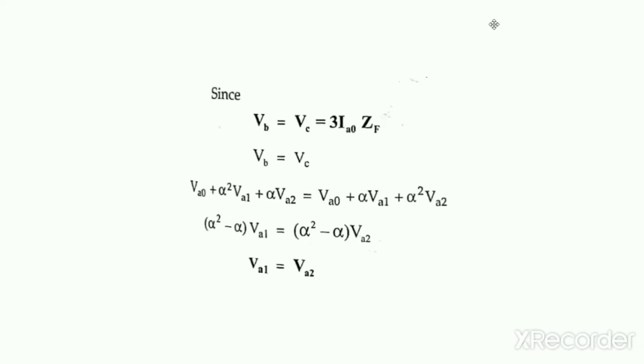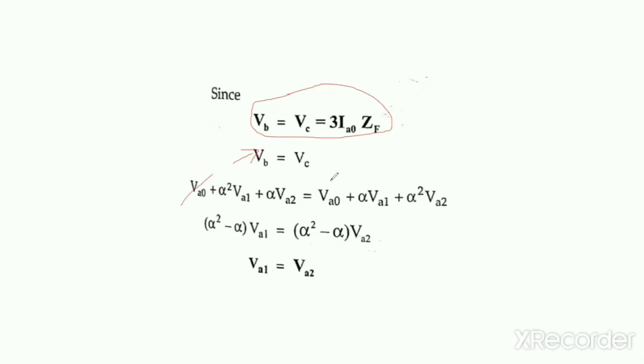We know the formula VB is equal to VC is equal to 3 IA naught into ZF, already seen in the previous slide. In this equation, we take VB is equal to VC. Substituting the VB formula, VA naught plus alpha square into VA1 plus alpha into VA2, is equal to the VC formula, VA naught plus alpha into VA1 plus alpha square into VA2.